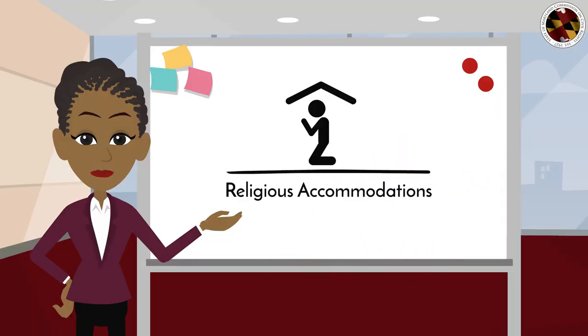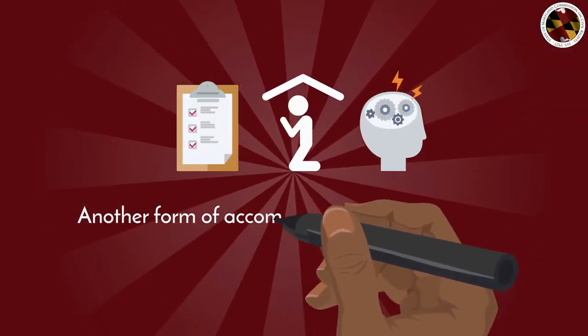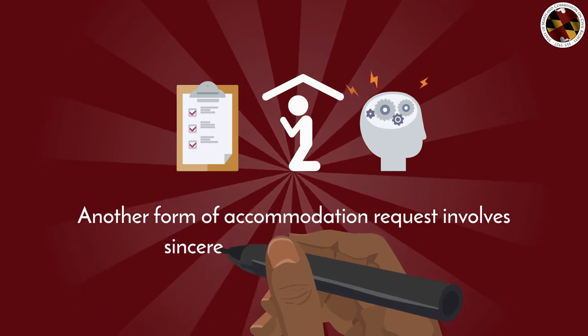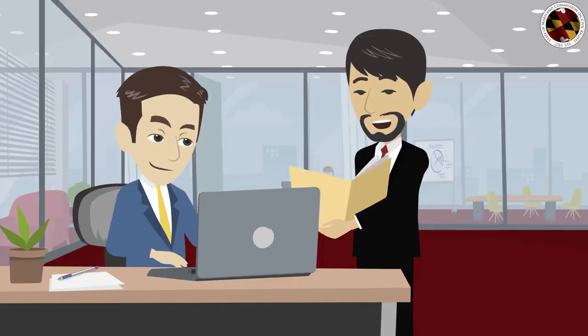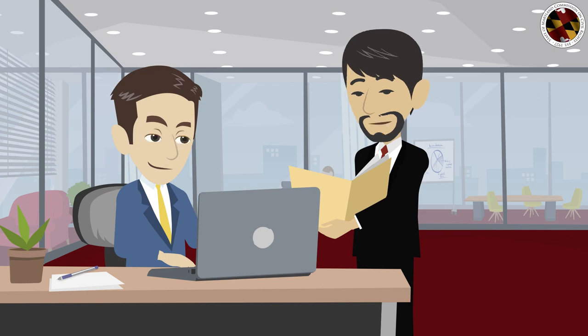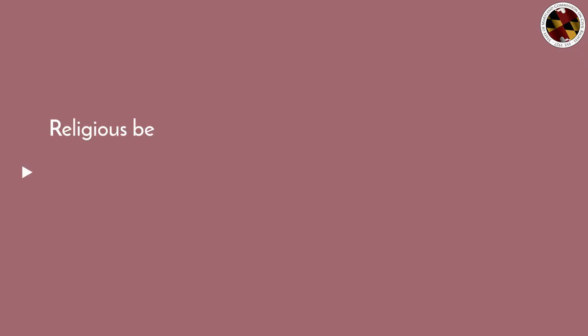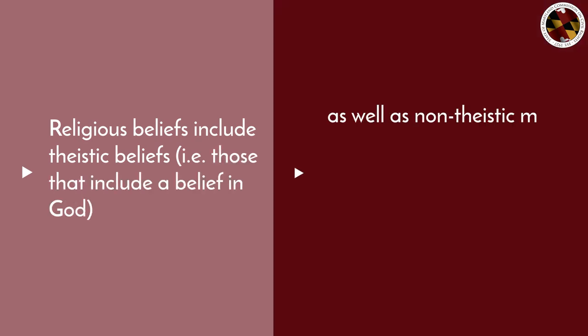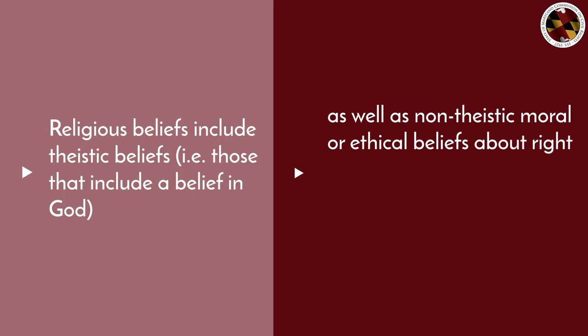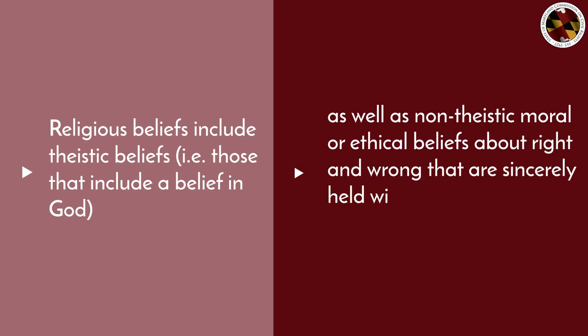Religious accommodations. Another form of accommodation request involves sincerely held religious beliefs. Employees may request to be accommodated in order to observe or follow the practices of their religion. Religious beliefs include theistic beliefs, i.e., those that include a belief in God, as well as non-theistic moral or ethical beliefs about right and wrong that are sincerely held with the strength of traditional religious views.